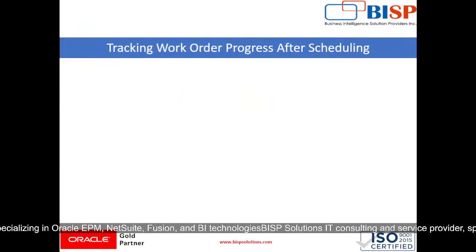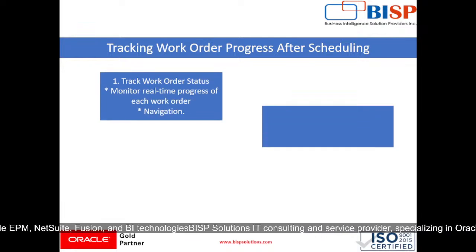Next comes tracking work order progress after scheduling, where we track work order status, monitoring the real-time progress of each work order. The navigation is Transactions. Under Transactions, we will find Manufacturing. Under Manufacturing, Work Order Completion is there.